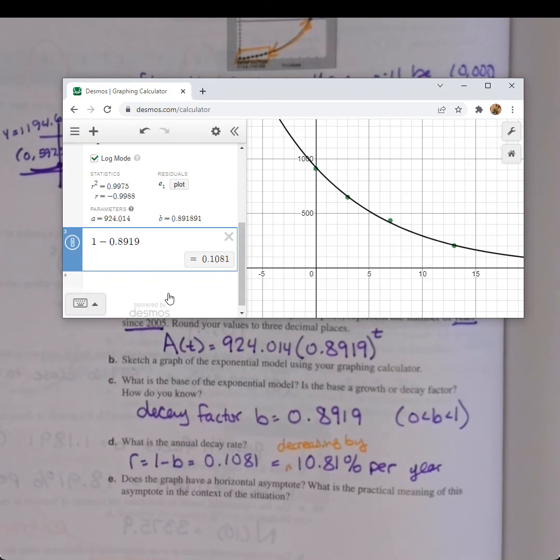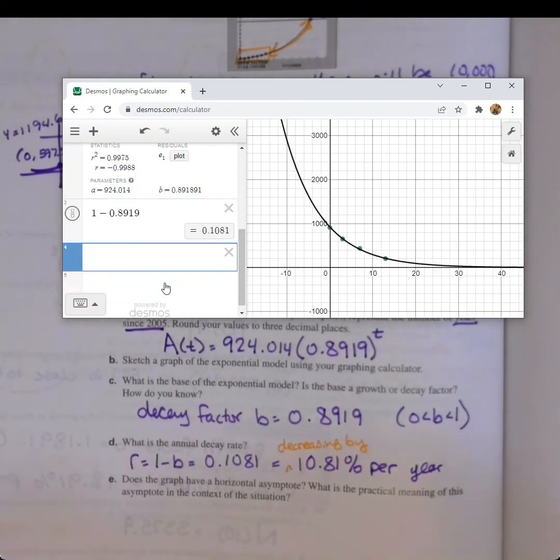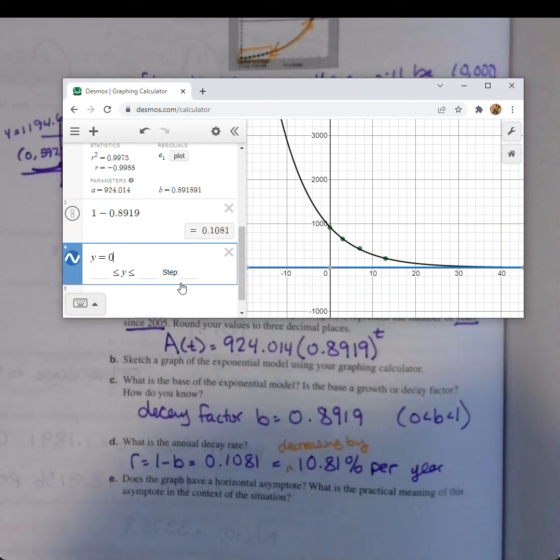Does the graph have a horizontal asymptote? Why, yes, it does, because it's an exponential function and they all have horizontal asymptotes. The horizontal asymptote for almost all of the exponential functions, especially those in standard form, ab to the x, is y equals 0. So the asymptote for this one as well is y equals 0.